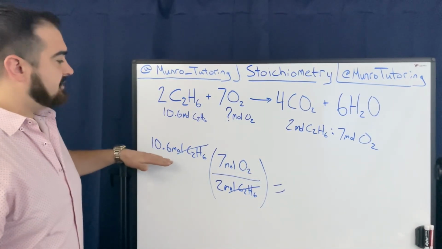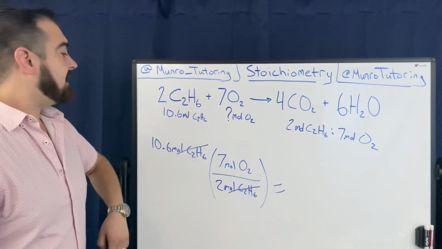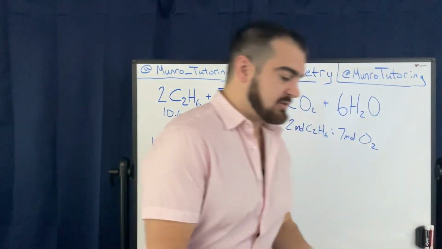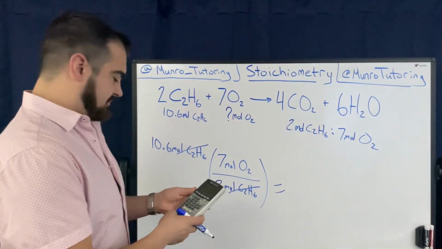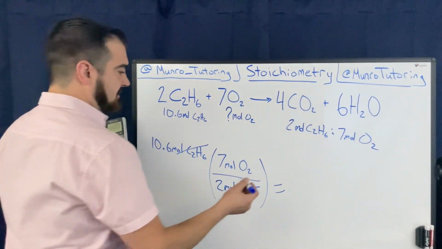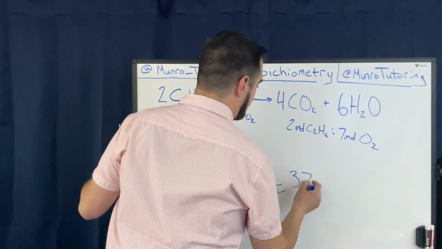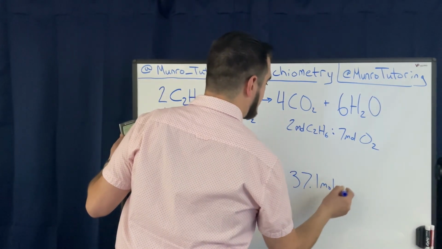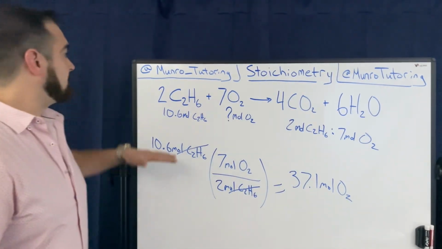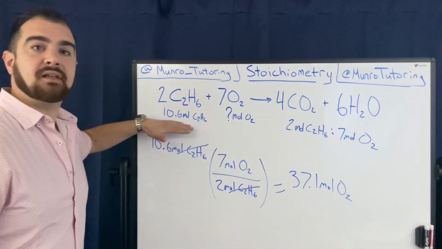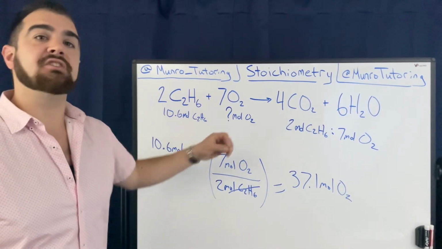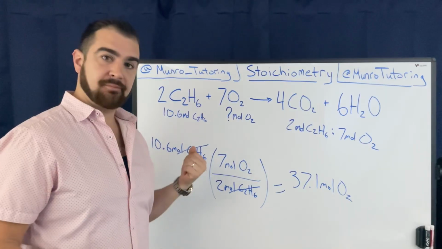It's just going to be 10.6 times 7 over 2, and we will end up with the unit that we want. So let's go ahead and punch that in real quick. 10.6 times 7 over 2, and that's 37.1 moles of oxygen. So what did we do here? We took the quantity of ethane that they gave us, and we found out how many moles of oxygen are required to react with it.